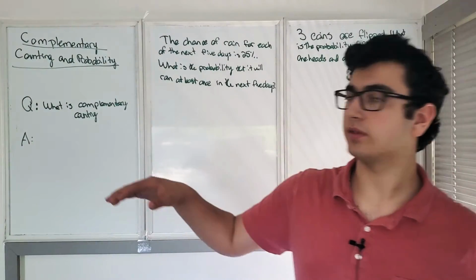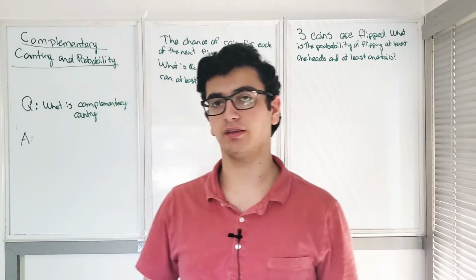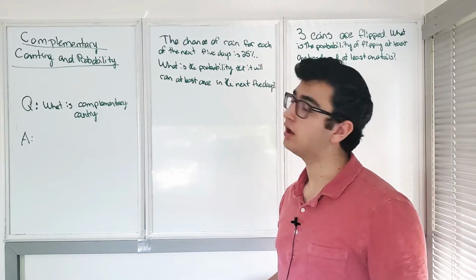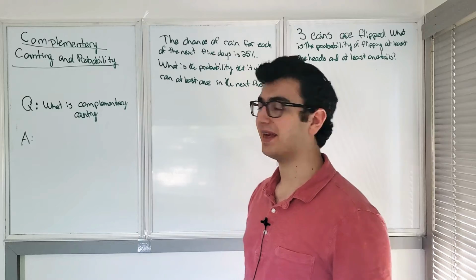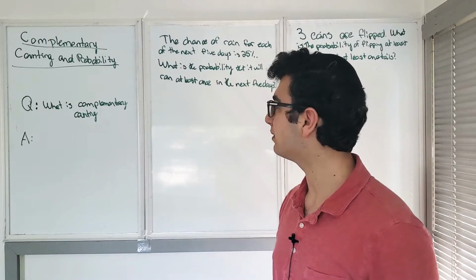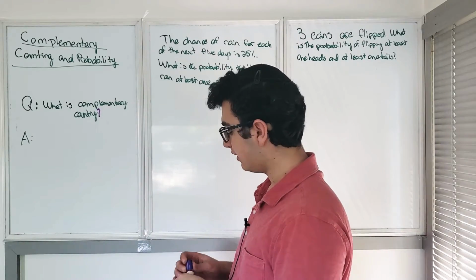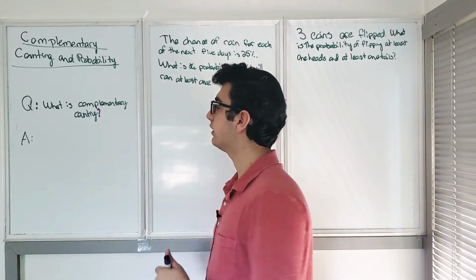Hello, in this video I'm going to be going over complementary counting, which is a way to calculate the probability of something happening. We're asked, what is complementary counting?